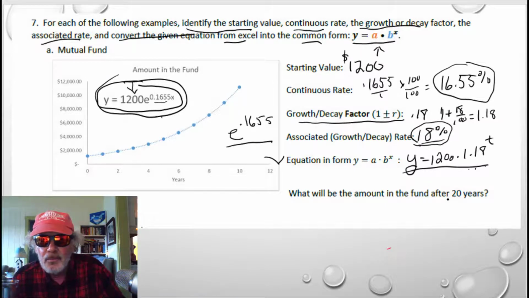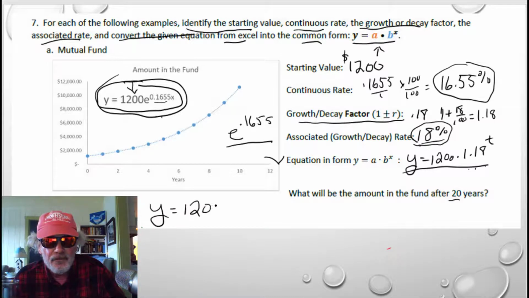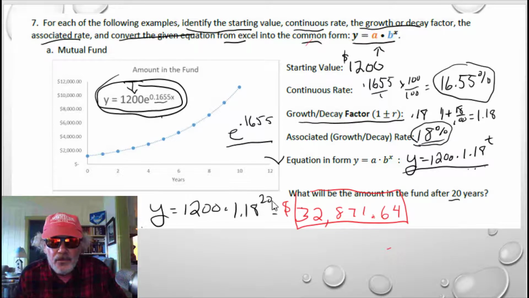So how much will be in the fund after 20 years? Well, we're going to say the amount in the fund after 20 years is our initial value times 1.18 raised to the 20th power. Put it on pause. 3, 2, 1. So it's going to be almost $33,000. There's our answer, which you should have gotten here.